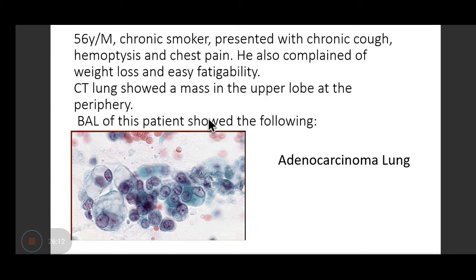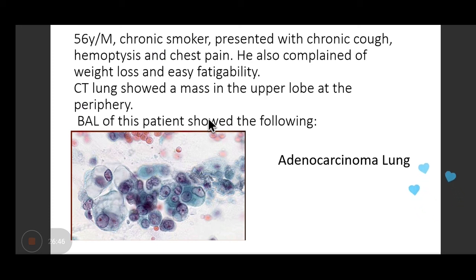So BAL is very commonly done in patients. In this, we take out just the cells. Exfoliative cytology means we are just brushing and taking out individual cells and not the tissue. So this is a less invasive procedure. In comparison, lung biopsies are very invasive and are usually not indicated.